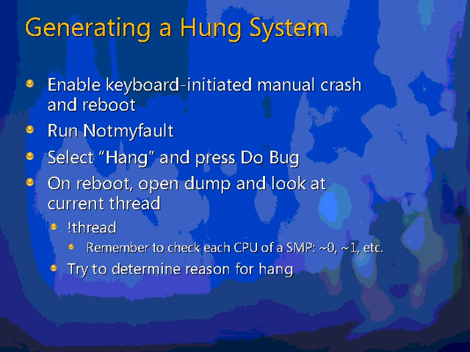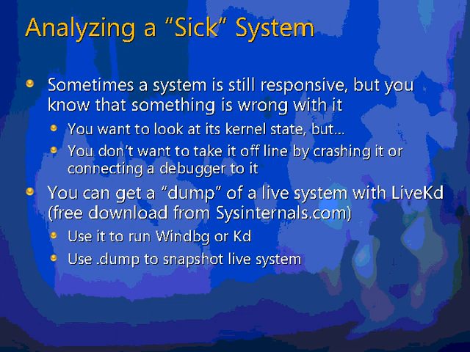So one last thing, analyzing a UNIX system. Sometimes the system is still responsive, but you know something's wrong with it. You can get a dump of that system to analyze offline, and the reason I'm telling you this is Microsoft PSS. Several people there have told me that they use this to troubleshoot customer systems to get dumps of them that they can go analyze without crashing the server until they figured out what the fix is.